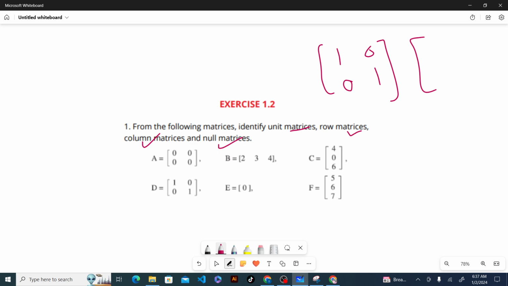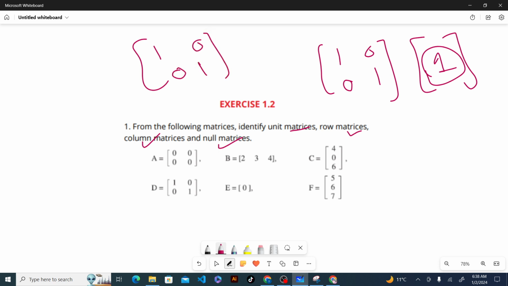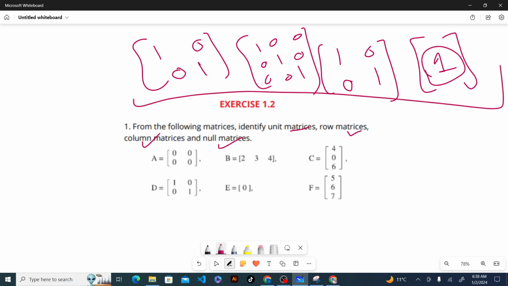We can have a matrix with only one element, but it has to be 1. Or if we have more than one element, then all the diagonal elements will be equal to 1, like this or this. So these matrices are all examples of unit matrices. Unit matrices are also called identity matrices.